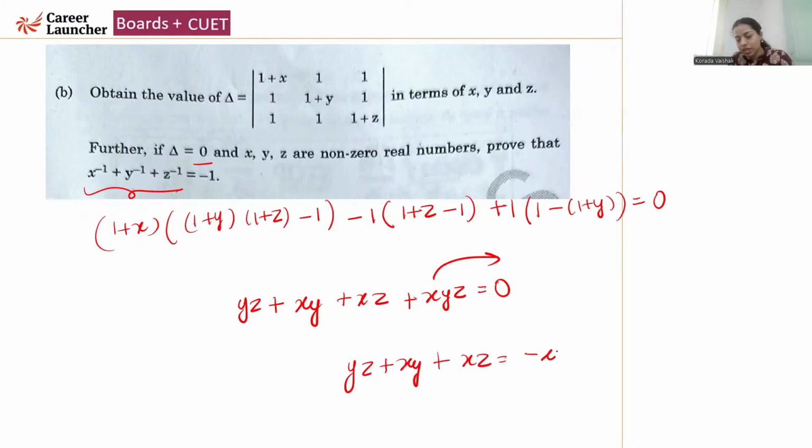So this is going to be minus of xyz. And if I'm going to divide the whole equation with this expression over to the other side, so you will get x inverse plus y inverse plus z inverse is equal to minus.